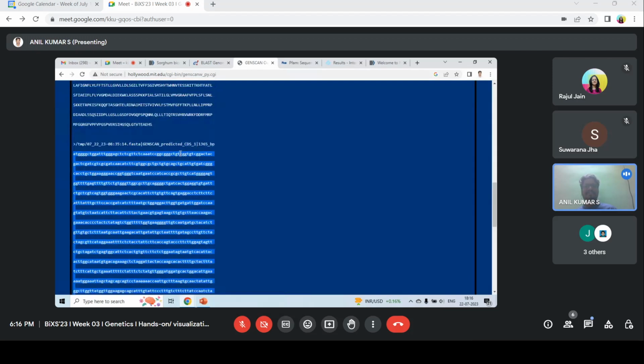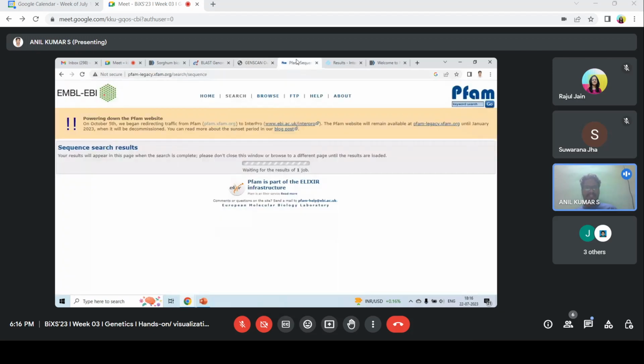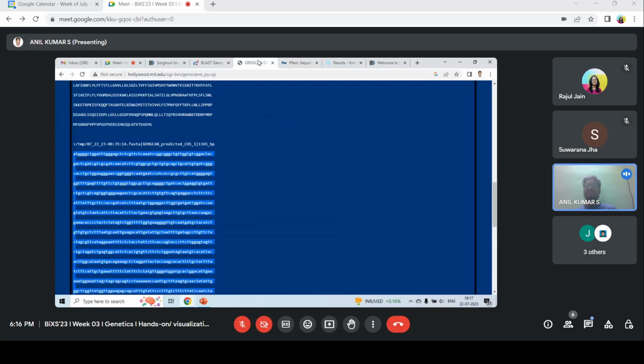And you submit that to NCBI CDD search or PFAM, then it will give you the domain. Once you get the same domain for the gene you are interested in, then you can call it a new mining of the same gene in different species. If not, you should not. If there is no domain, you should not call it the same gene.